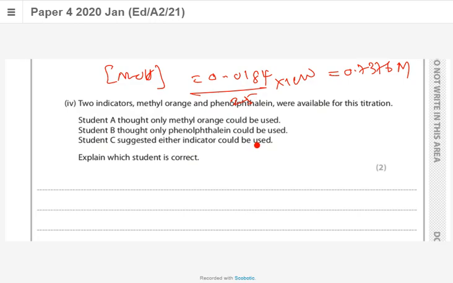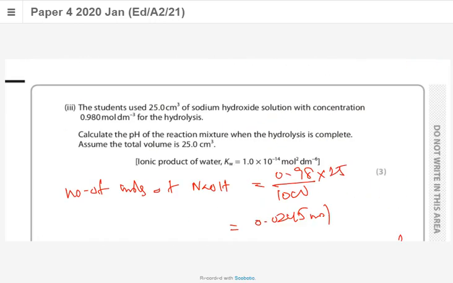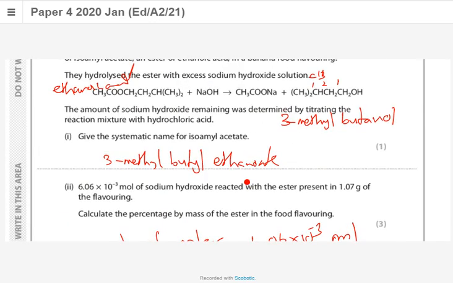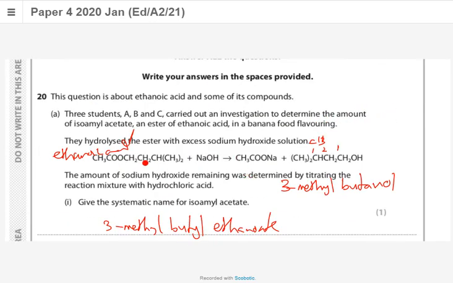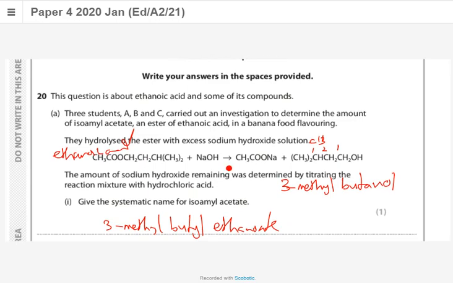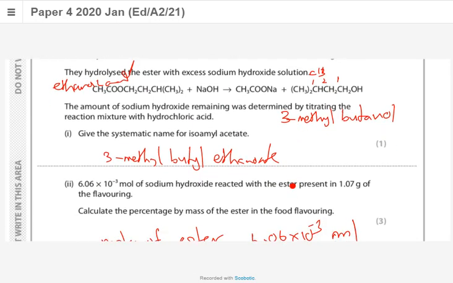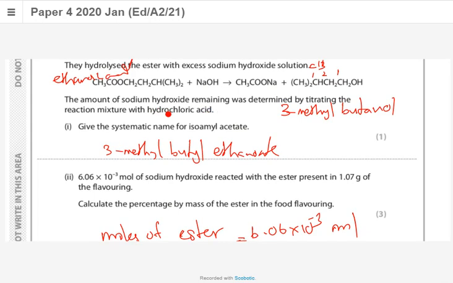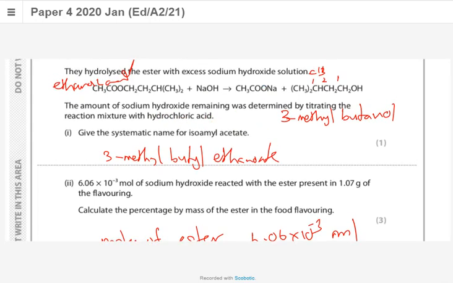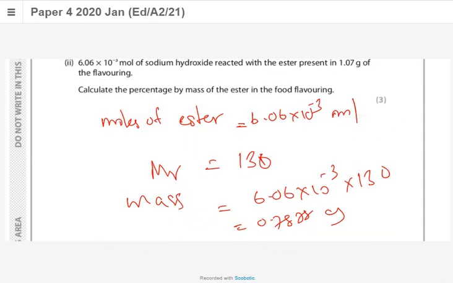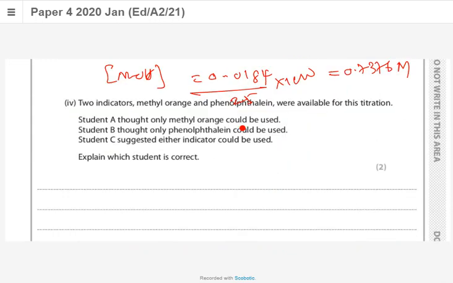Two indicators, methyl orange and phenolphthalein, are available for this titration. What is this titration now? Strong base titrating with what? Hydrochloric acid. Right? Strong acid, strong base. Many indicators can be used. Methyl orange can be used, as it falls in the vertical range. Phenolphthalein can be used.